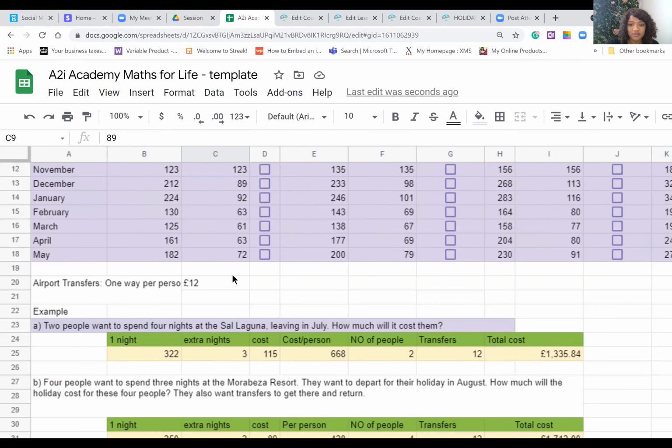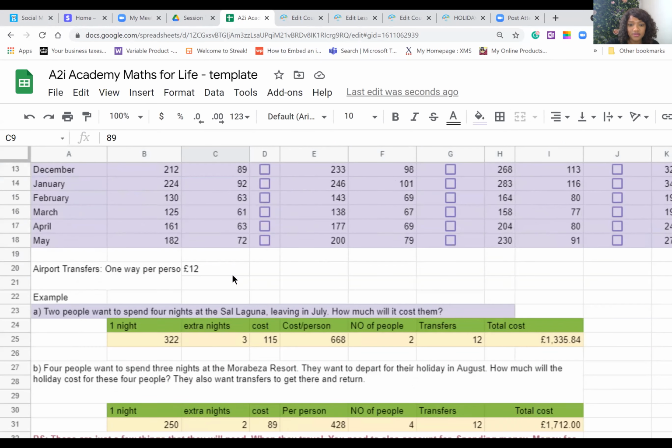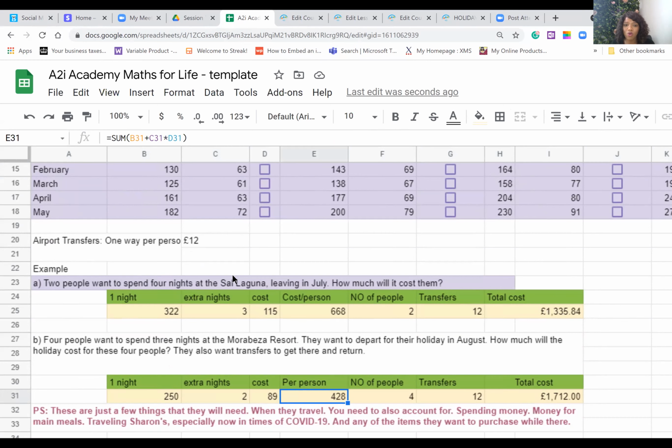So when we come down, we have to find out how much it costs for one person. So again, you'll be this value, sum equals, open brackets, 250. You select that one, plus 2 nights times 89. Okay. And you get the total cost of 429.